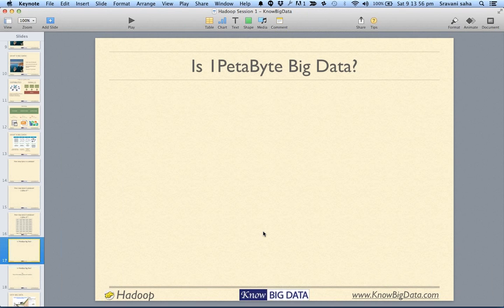Let me give you a very simple example. You have got 1 petabyte of numbers, and every day you just have to find the average of all those numbers. You have to find the mean of those numbers every day. At the end of the day, you want to just go through all the numbers and find the average. Now my question to you is, is 1 petabyte big data or small data?